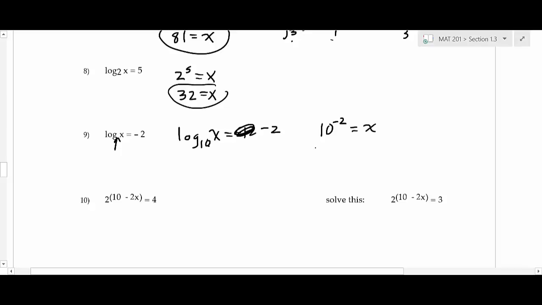And then what do you do with 10 to the negative 2? You say 1 over 10 to the second, and then you can work it out from there. 10 to the second is 100. So you get x equals 100 like that. Okay, that's just the rearranging of logarithms to exponential form.